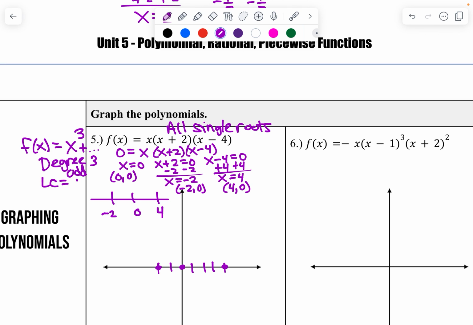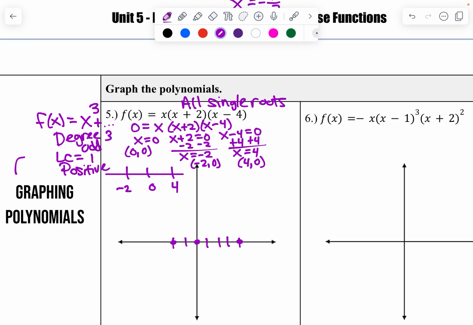Leading coefficient, there's not a number written there, so it's a 1. So it's odd positive. So odd positive, we know, goes up from left to right. Starts down, ends up. So we'll mark off the left side's down, the right side is up. And then because they're all single roots, they all pass through the x-axis and change signs. So because -2 is a single root and it was negative before it, it's going to be positive after because we're going to travel straight through. Same thing's going to happen at 0. We're going to go through the x-axis and change from positive to negative. And then same thing at 4, change from negative back to positive.